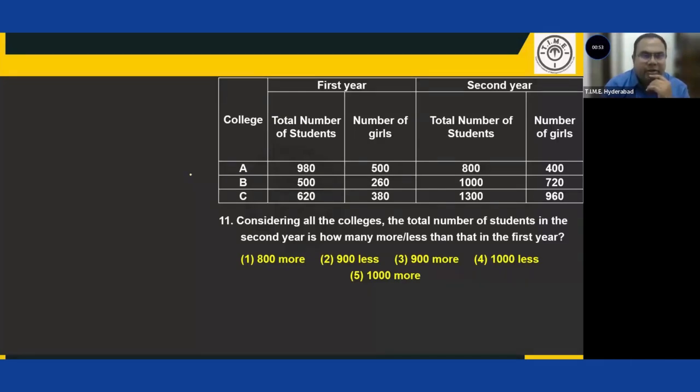So reset the clock now. Considering all the colleges, total number of students in second year is how much more or less than first year? We know this is 3,100. First year we have already done this one. While we calculate that average value, if you remember 2,100. So this is clearly 1,000 more. 1,000 more is present in option 5. Manichandana, correct answer. All right. Let's move to the next set.